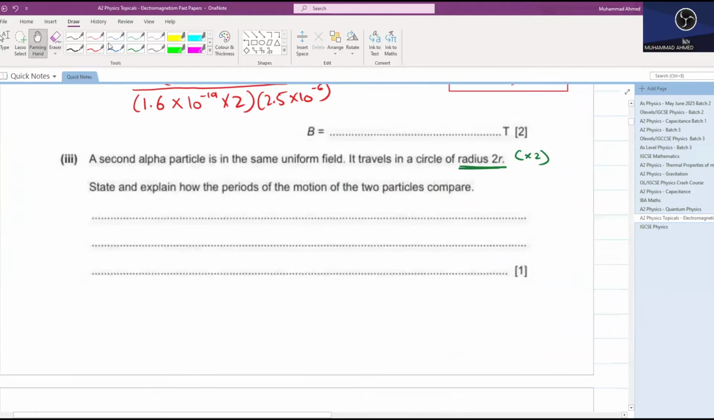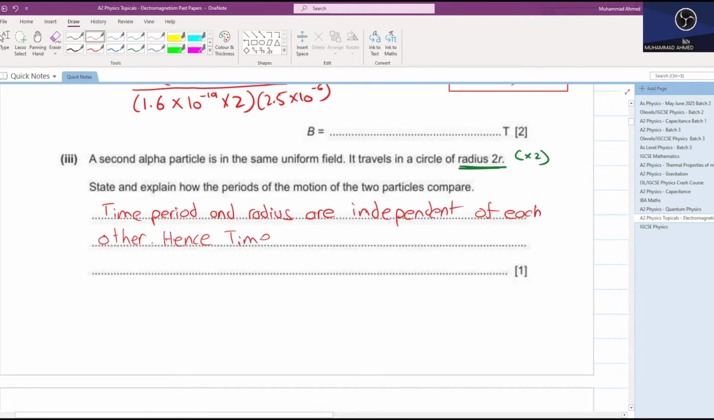So, what will you say? Time period and radius are independent of each other. Hence, time period remains constant. You can say same as well. Time period remains the same. Simple as that.